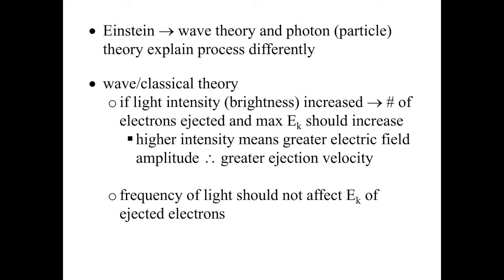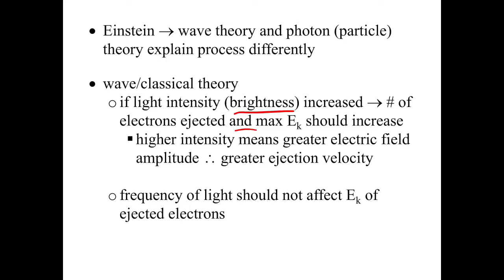So let's talk about how we could explain this, because wave theory couldn't explain this. So here's what wave theory thought about light. Number one, if light intensity increased, remember, light intensity means brightness, then the number of electrons ejected and the maximum kinetic energy they have should increase. So more intensity should increase how many electrons are ejected and their kinetic energy, basically their speed. They thought that because higher intensity light just means a greater electric field amplitude, therefore they should have a bigger ejection velocity. So that should obviously make that happen.